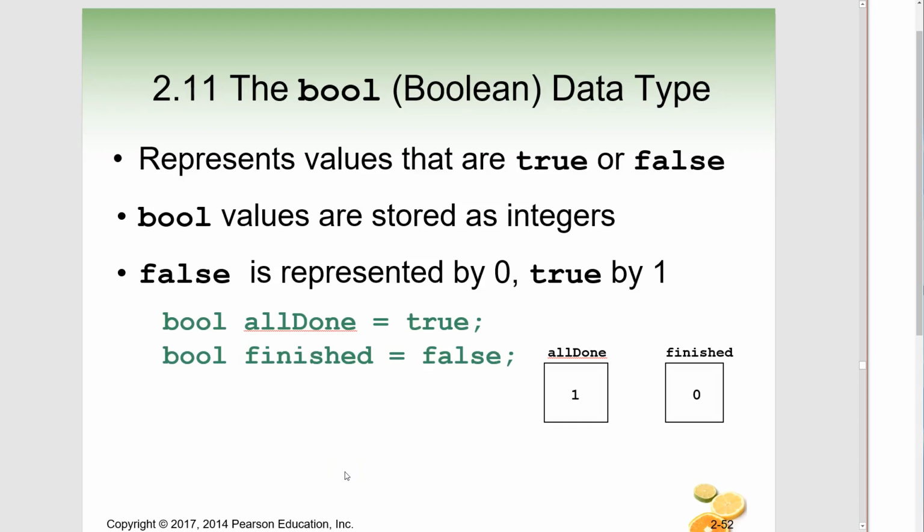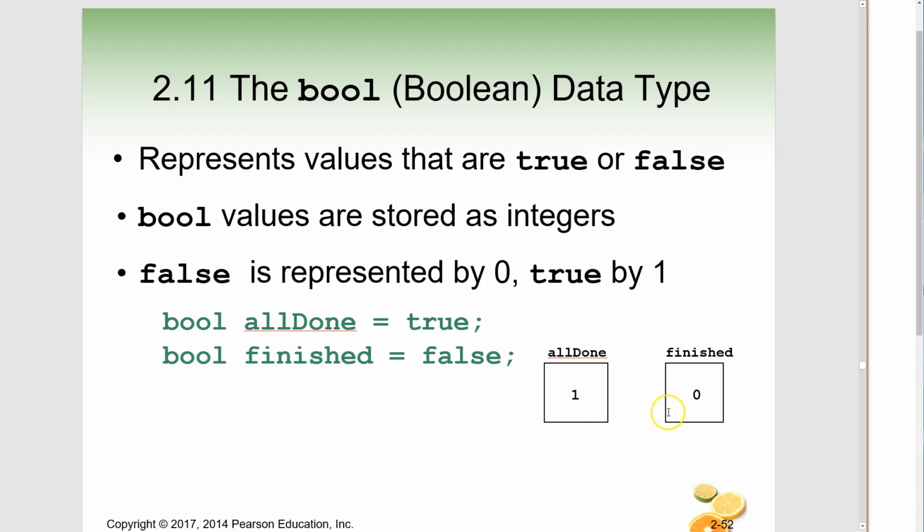Okay, so here we go with section 2.11. We're taking a look very quickly at the Boolean data type, or bool for short, so B-O-O-L. When you look at this, what we're really using a bool for is to store true or false. And even though it might look like it's storing true and false, these are actually special integer variables that are used to store a 1 or a 0.